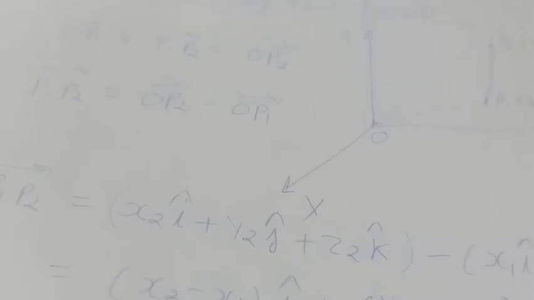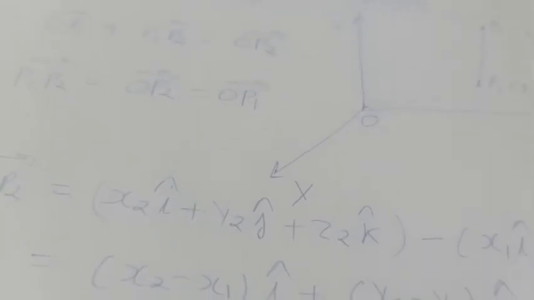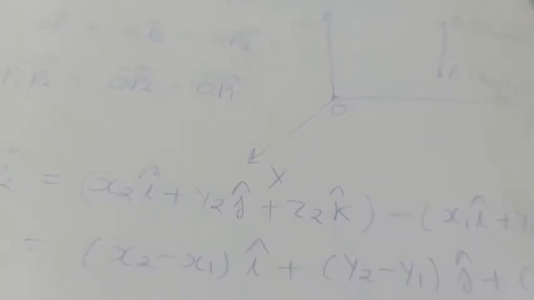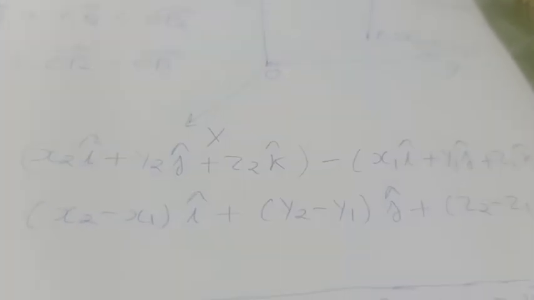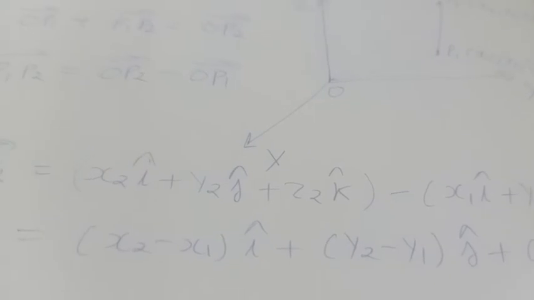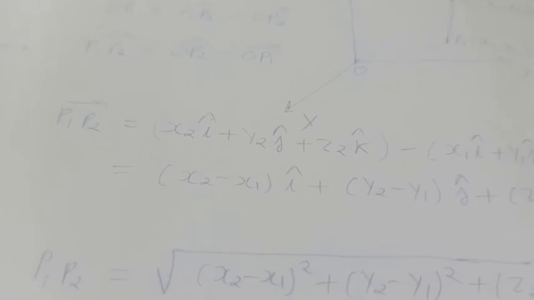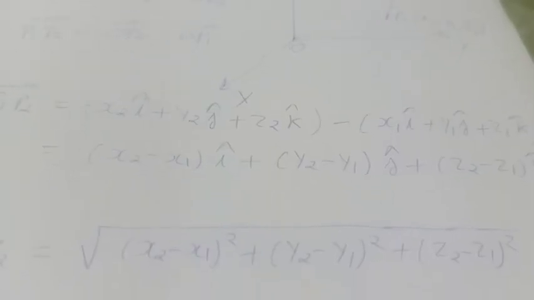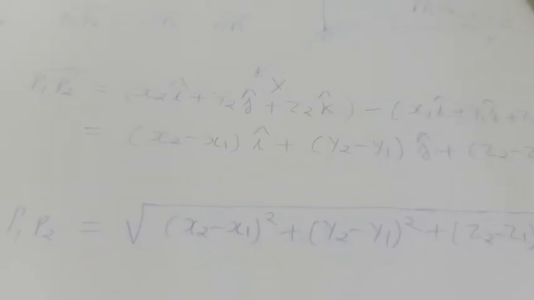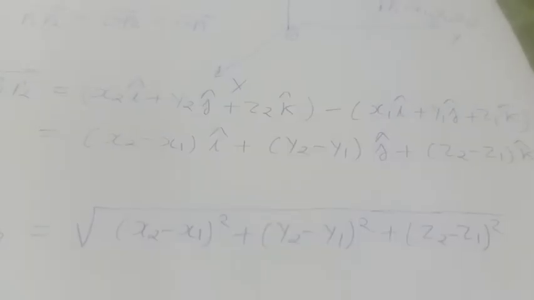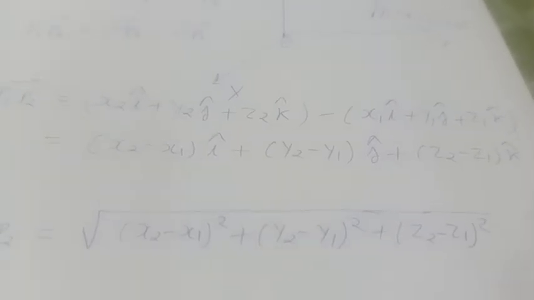That will be equal to x2 i plus y2 j plus z2 k. Similarly, the value of OP1 is x1 i plus y1 j plus z1 k. So ultimately we will get vector P1P2 equal to (x2 minus x1) i cap plus (y2 minus y1) j cap plus (z2 minus z1) k cap, and its modulus or length of P1P2 equals root of (x2 minus x1) whole square plus (y2 minus y1) whole square plus (z2 minus z1) whole square.